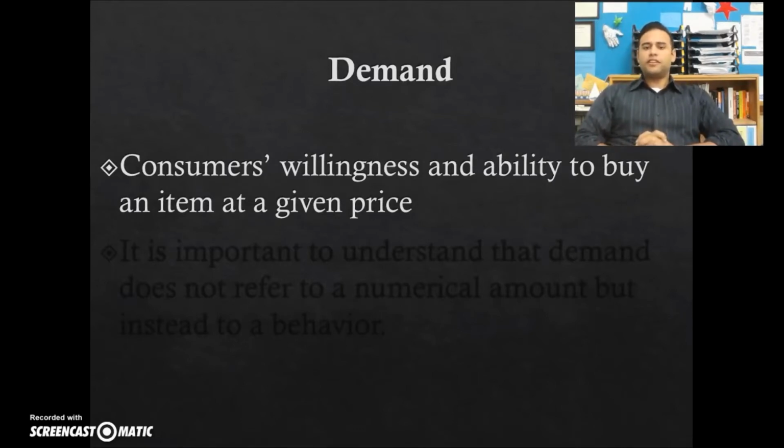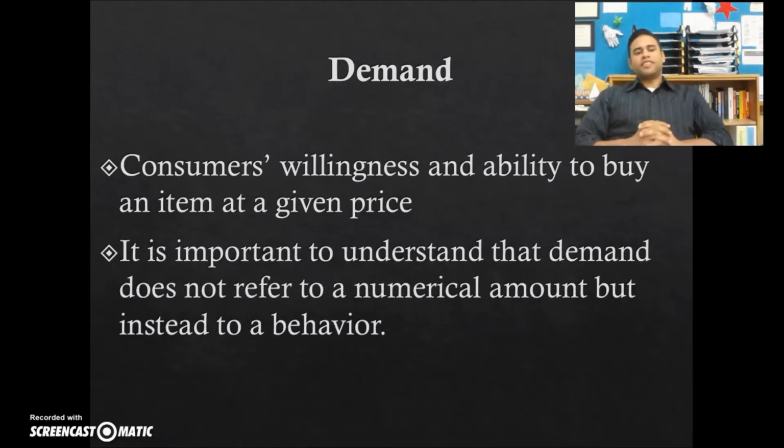And what I need you to understand here is that this is both willingness and ability. It is not simply how much I would like, and it's also not how much I'm able to afford. It is both. I have to be willing and able at any given price to demand a certain amount of stuff. Okay? So now we're seeing that price and quantity relationship.